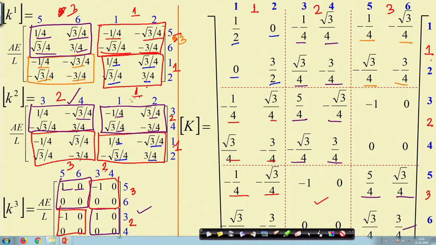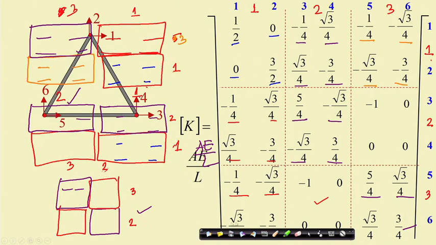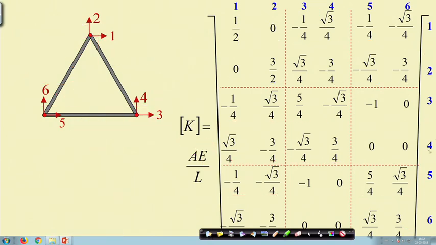So, you look at all the blocks that we considered, and this is assembled in a global stiffness matrix form. So, this is our global stiffness matrix. We have AE by L here. Okay. Now, once we have this global stiffness matrix, yes, this becomes the global stiffness matrix.